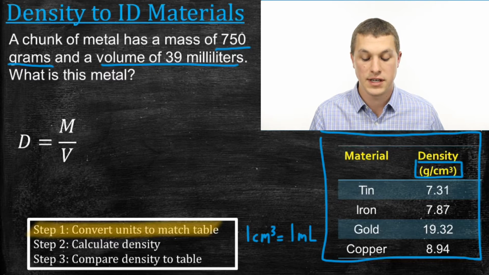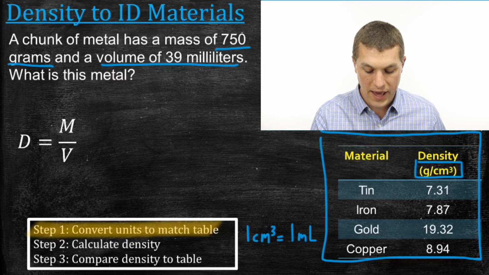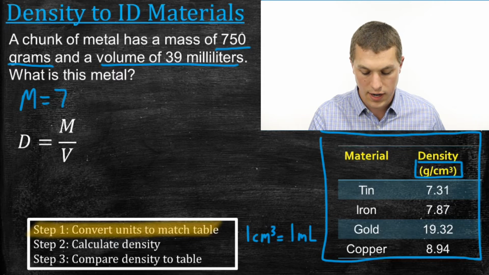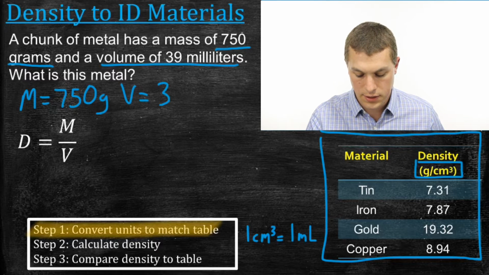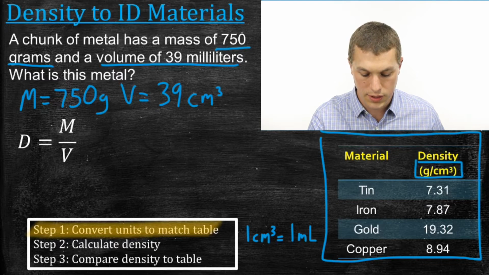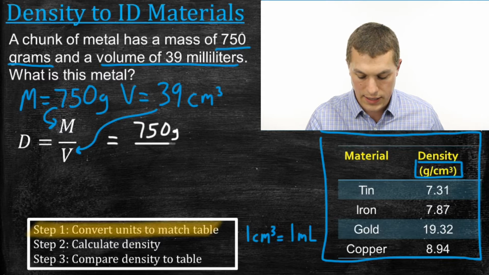Basically, even though our volume says 39 milliliters, we can just say it's also 39 cubic centimeters because 1 milliliter is equal to a cubic centimeter. So our mass then is 750 grams, and our volume is 39 cubic centimeters. And so then we're just going to plug these guys into the equation. We're going to plug 750 in for our mass, and we're going to plug 39 in for our volume. So we take mass, 750 grams, and divide that by our 39 cubic centimeters.